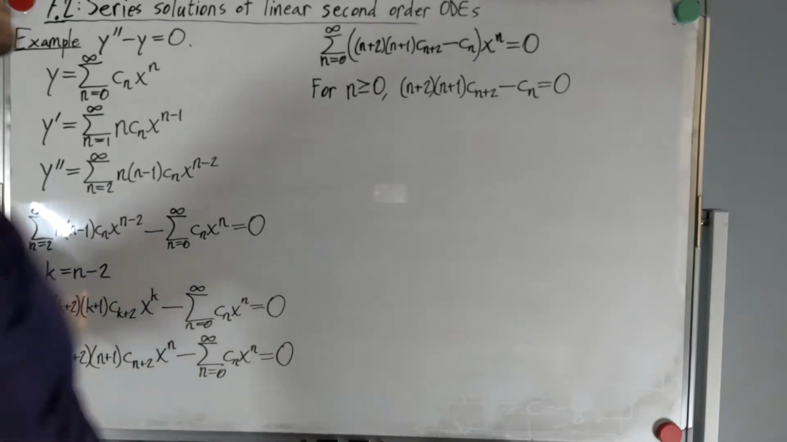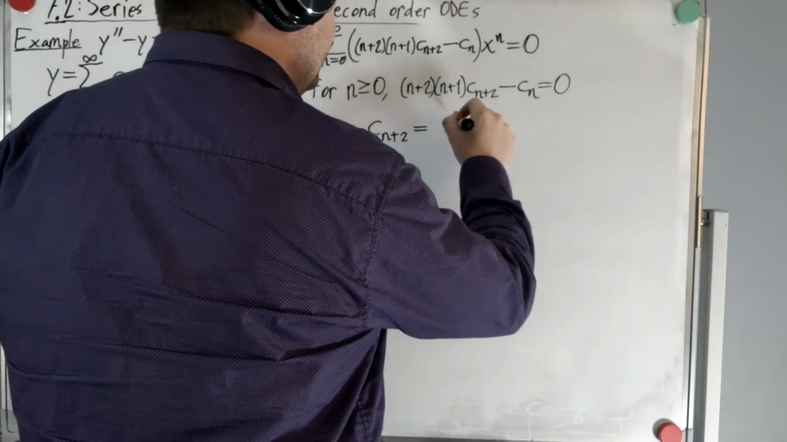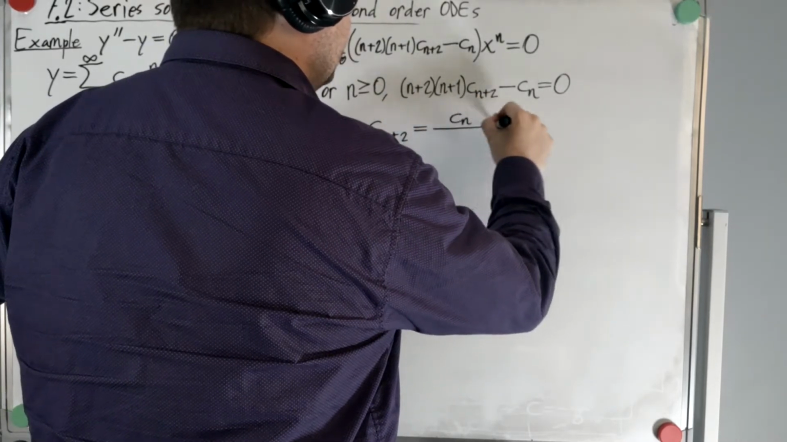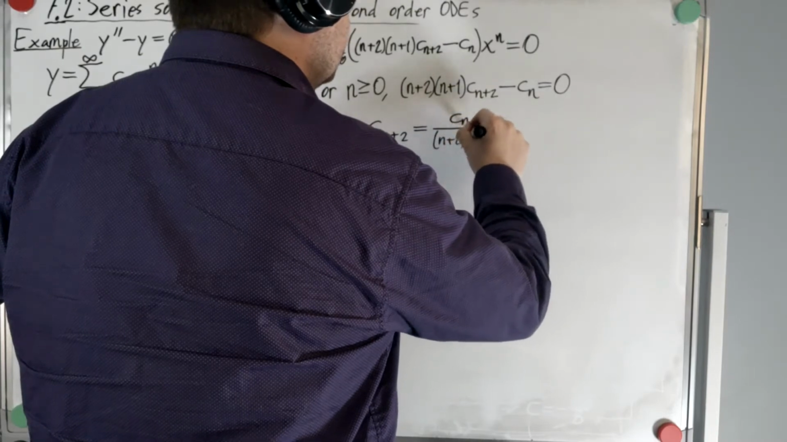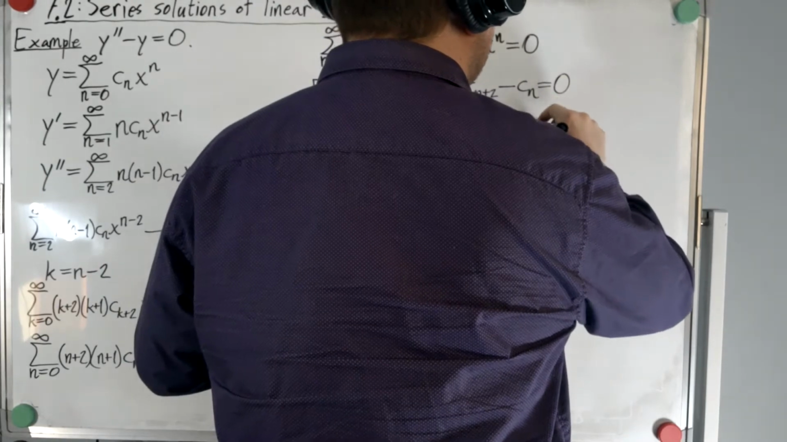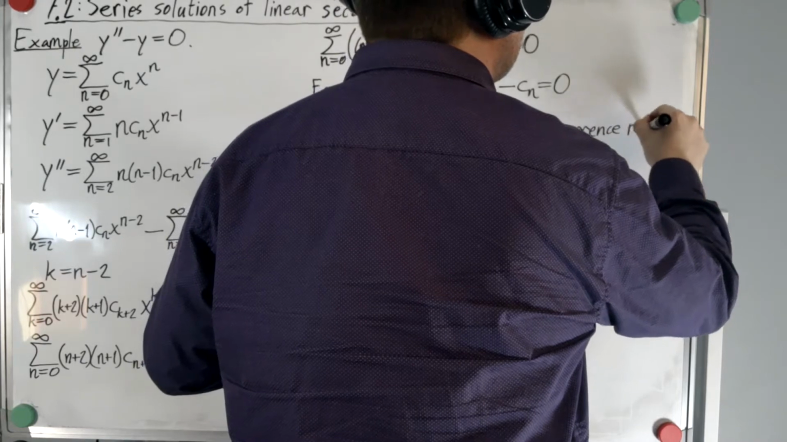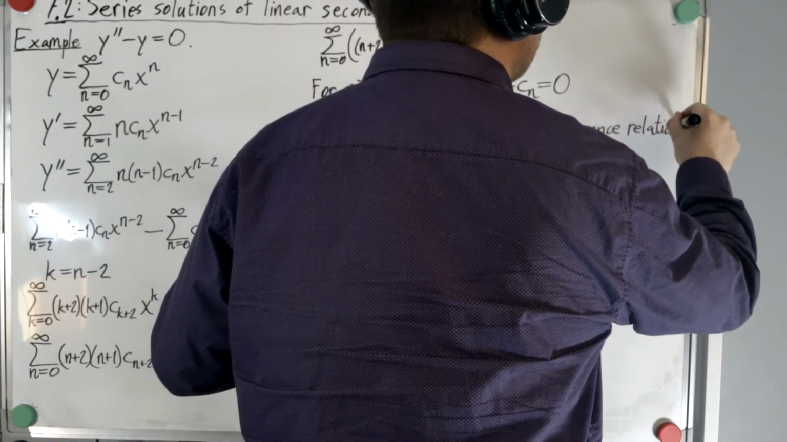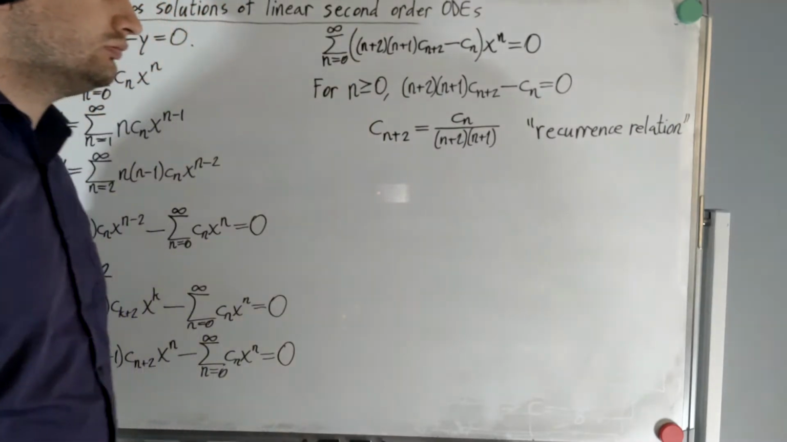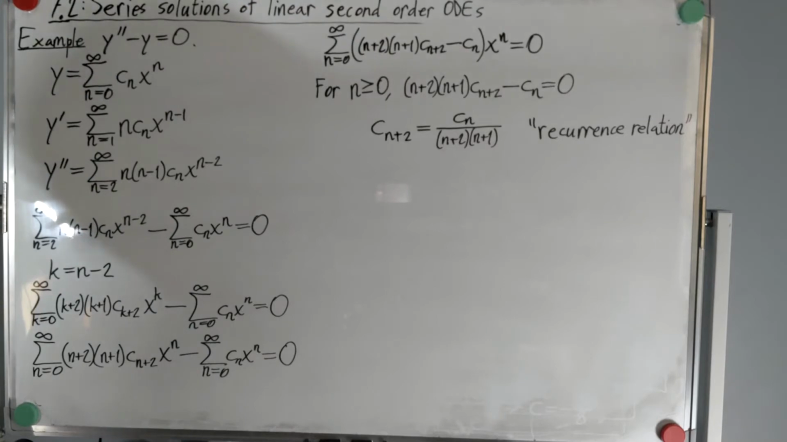From there, we can say c_(n+2) is going to be c_n divided by (n plus 2) times (n plus 1). This thing right here is called the recurrence relation. It's a relationship between all of the coefficients that tells us how to write down the solution of this ODE.